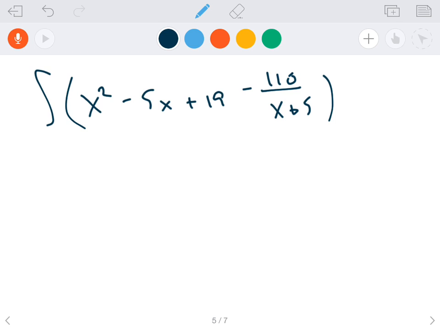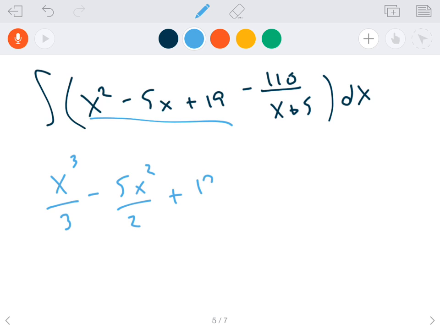And so my function becomes x squared minus 5x plus 19. My remainder was negative 115, over my divisor. And oh, by the way, I am integrating that. So I will integrate as normal for these first three terms. That will be x cubed over 3 minus 5x squared over 2 plus 19x. And then this term, I'll follow my natural log rules.